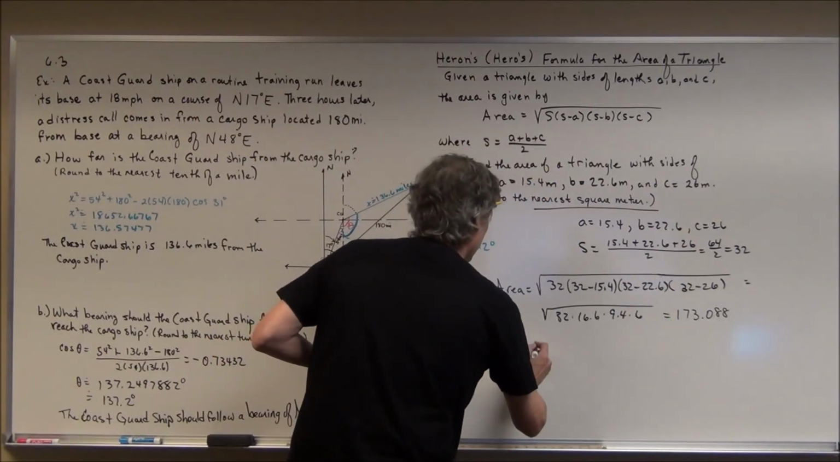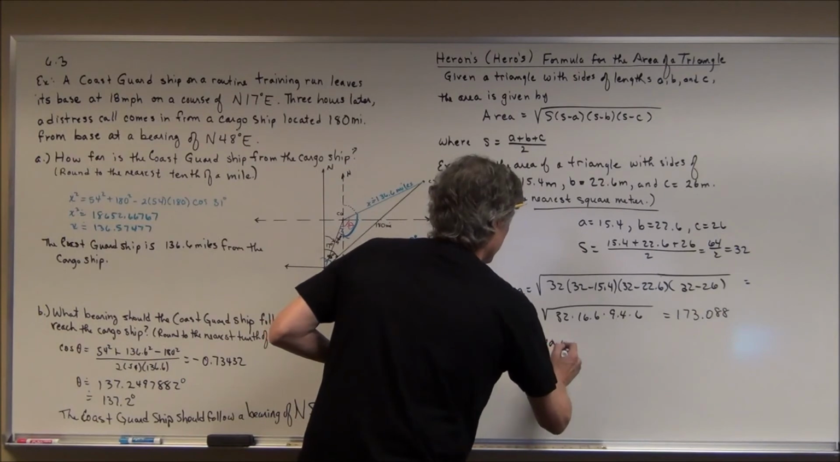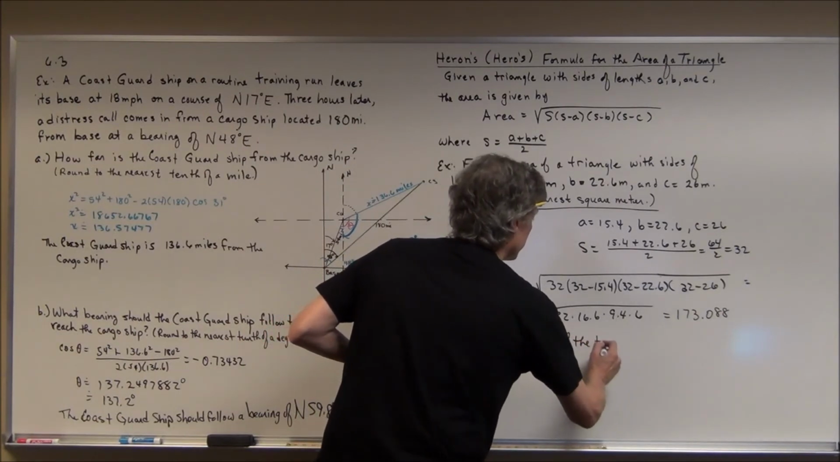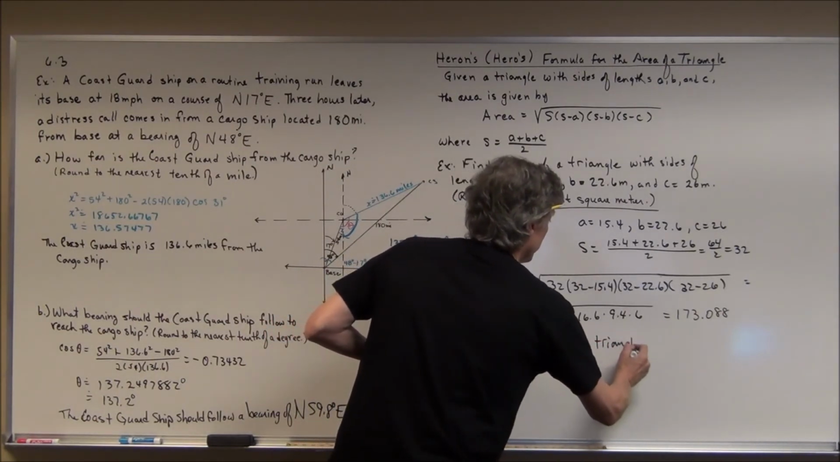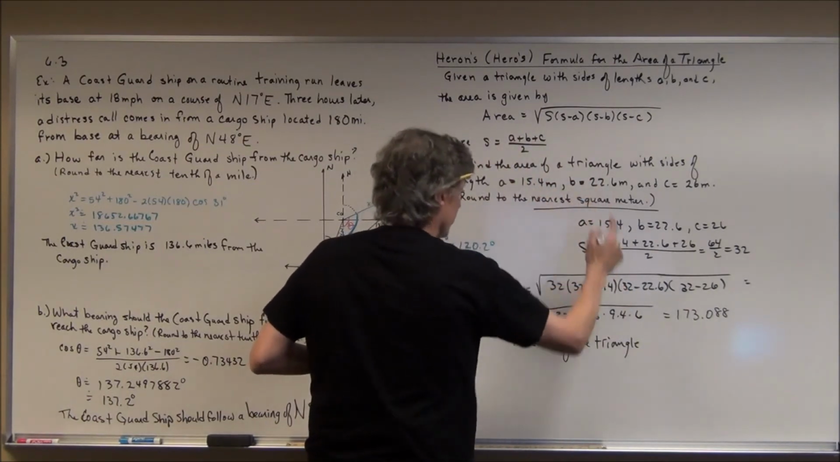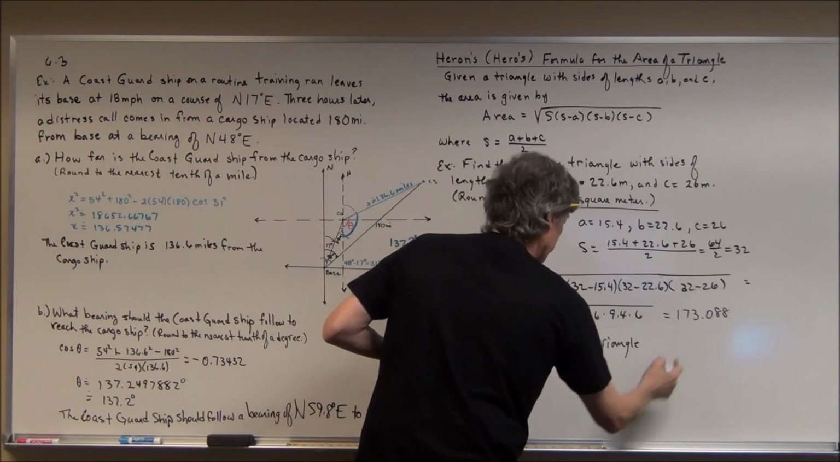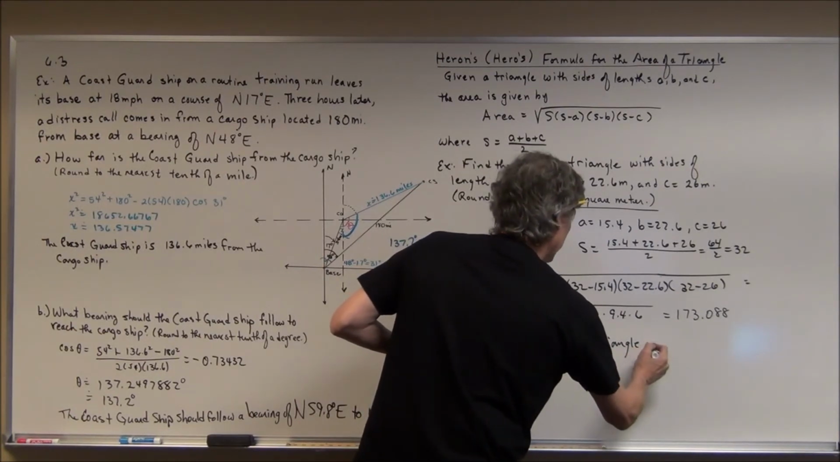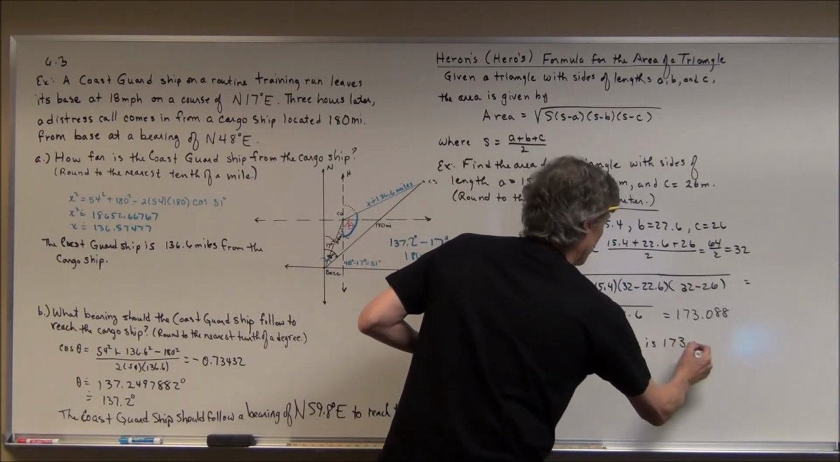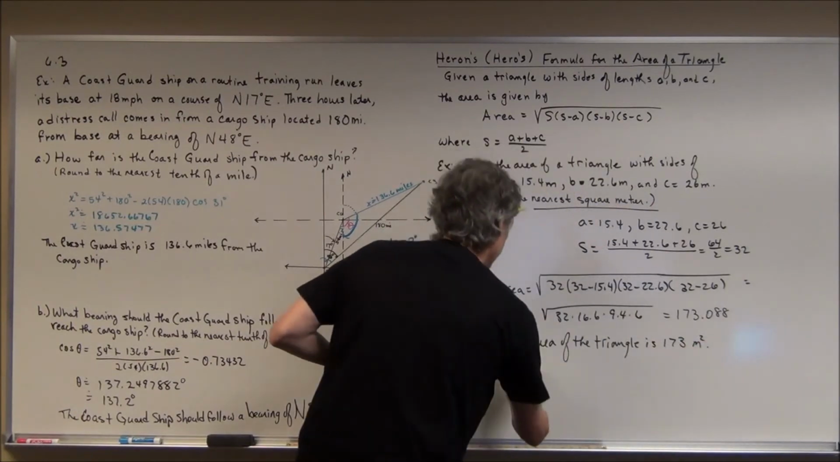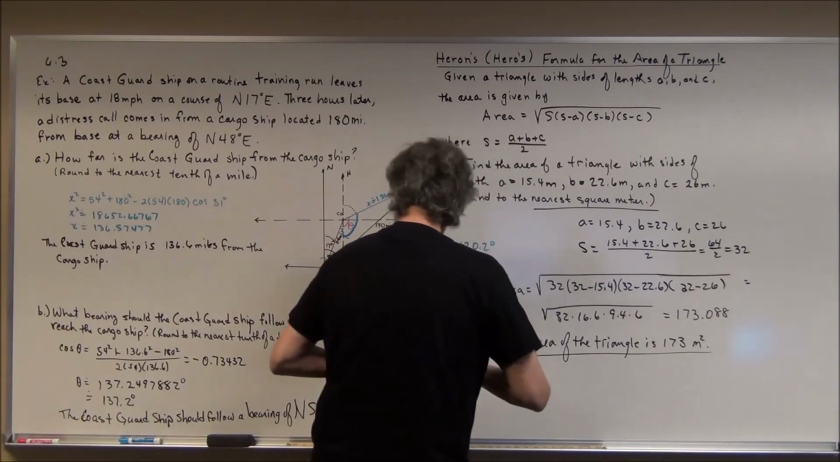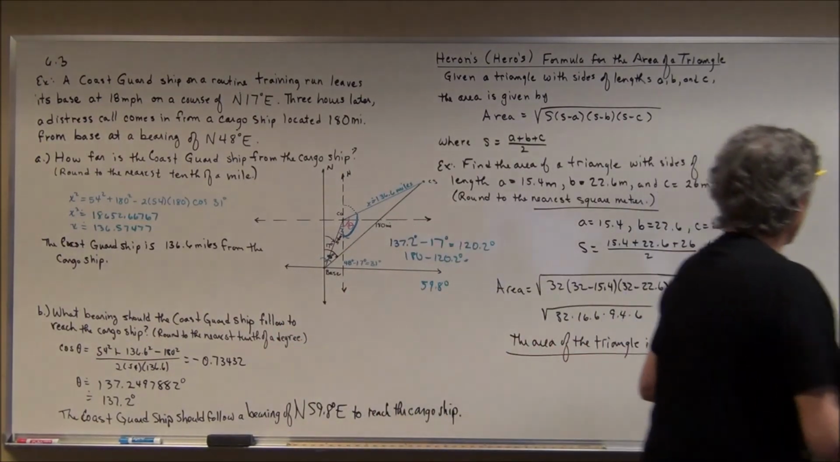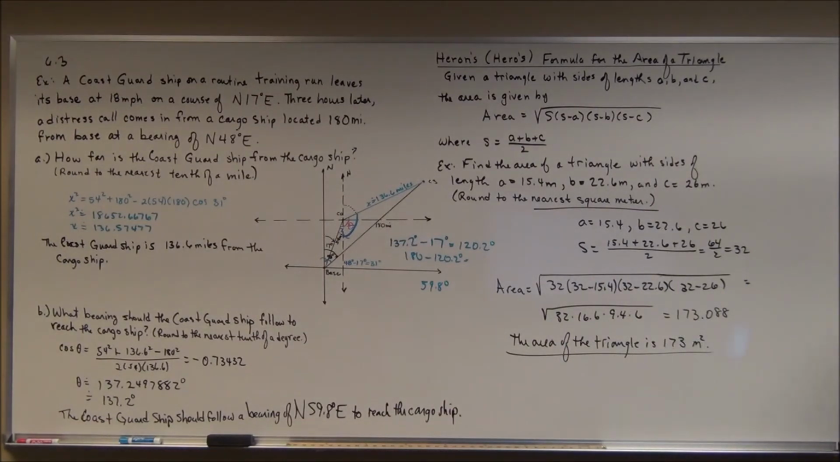So the area of the triangle, and our units were in meters, so our area to the nearest whole amount, nearest square meter, would be 173 square meters. And I write out the answer there, just like I wrote out the answers to the other one. All right.